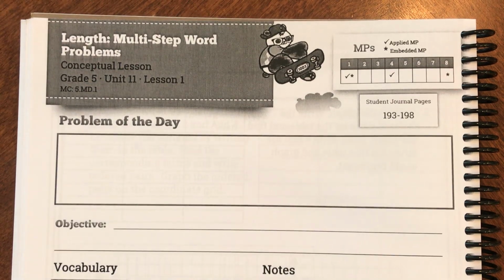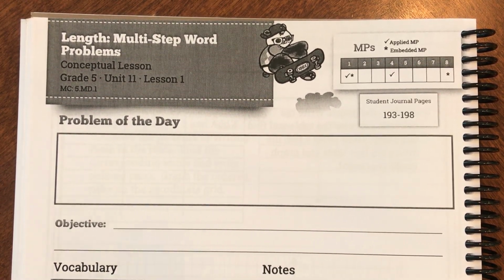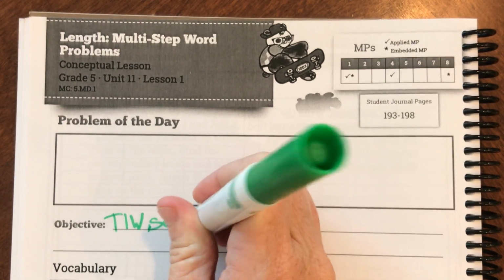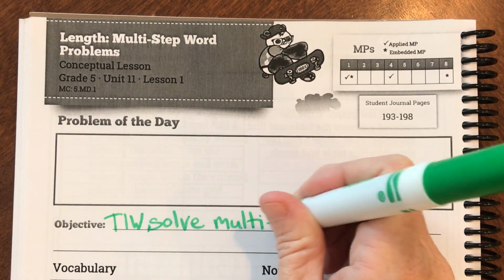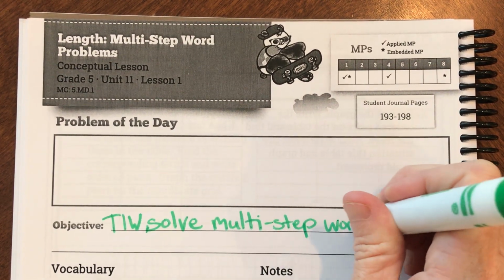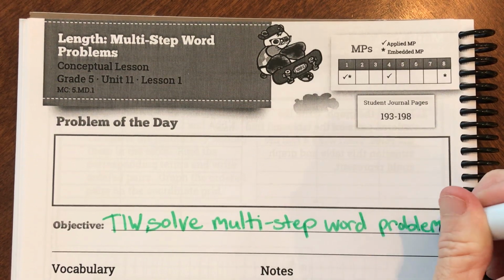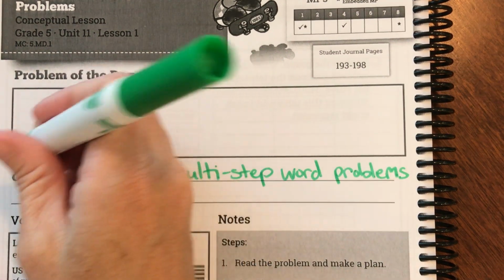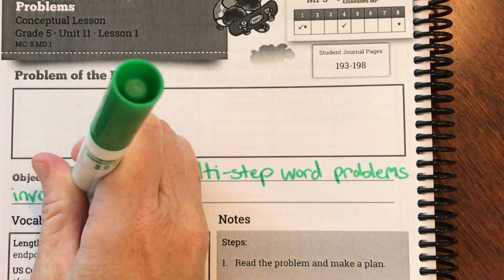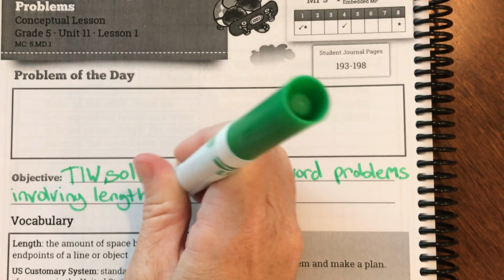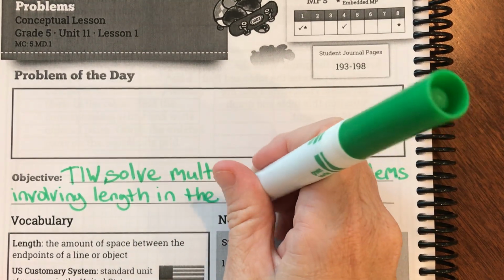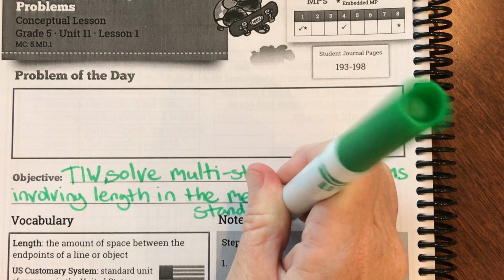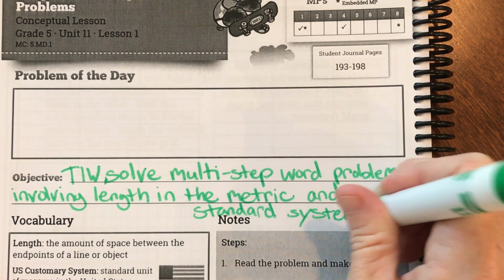Okay, we are going to be beginning, and our objective for the day is: today I will solve multi-step word problems. And it's a long objective. That's why I'm trying to squish as much as I can in that first line. Today I will solve multi-step word problems involving length in the metric and standard systems. Wow, that is quite an objective.